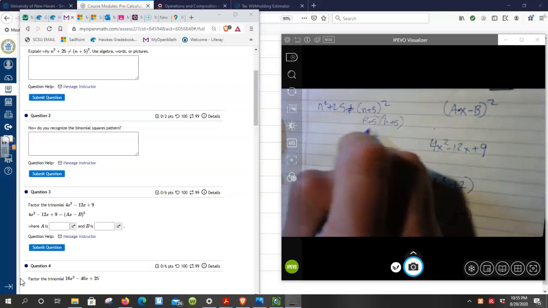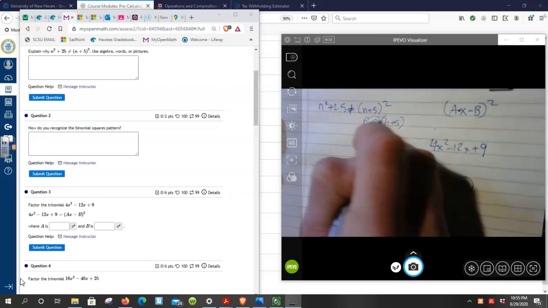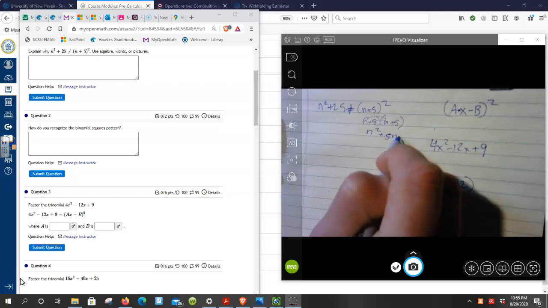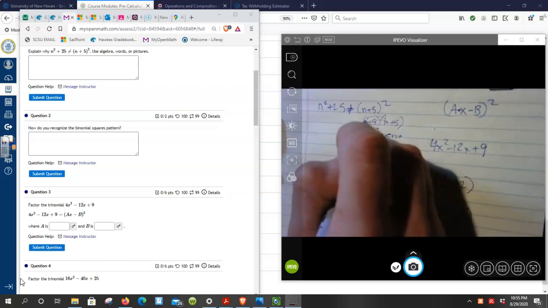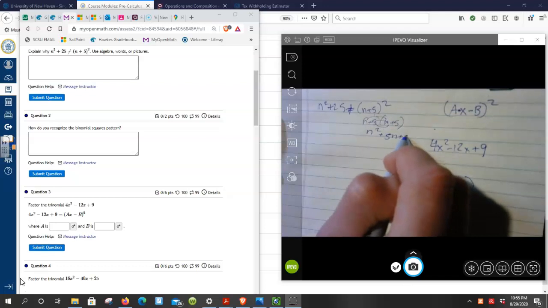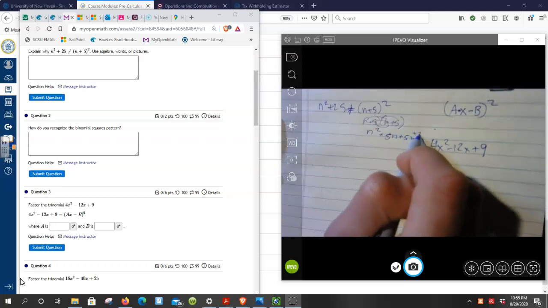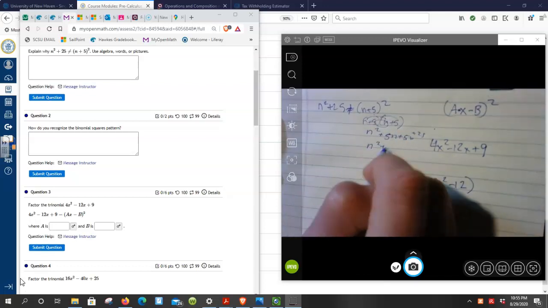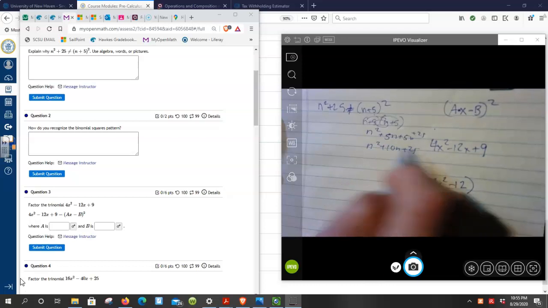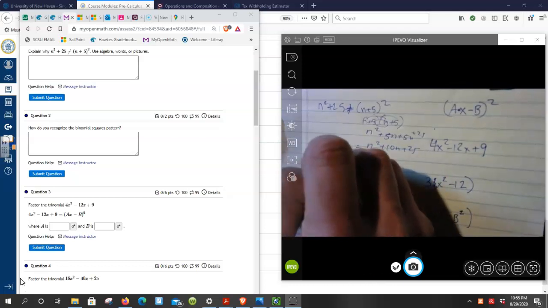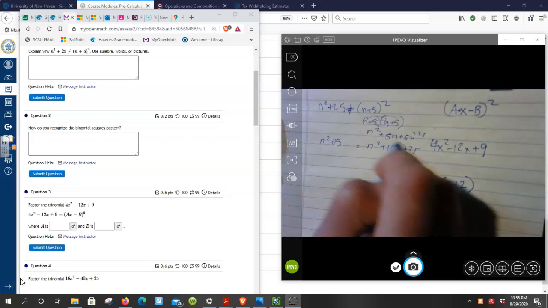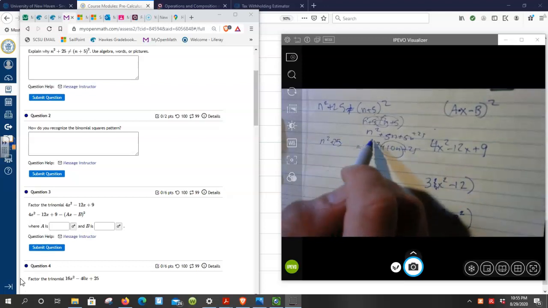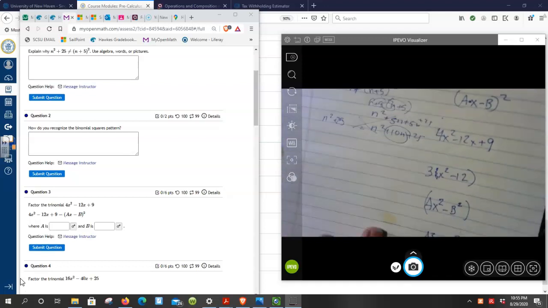And if you multiply that out, you get n squared plus 5n plus 5n plus 25. So over here you get n squared plus 10n plus 25, and over here you just have n squared plus 25. So you have that double middle term right there. So that's why these are not equal to each other.